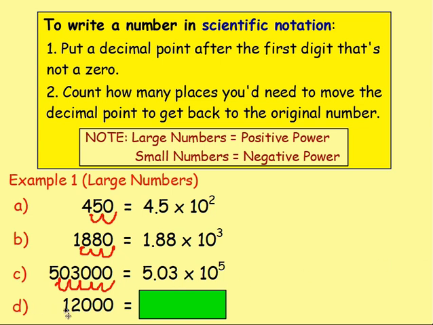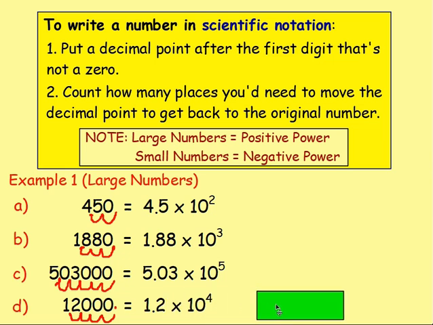With D, 12,000, how do you do that? Good, the decimal would go after the first digit. So you'd have 1.2, because your decimal goes after the first digit, and then you list the other numbers up until it's just zeros. And then you think, how many places would you move that decimal to get back to where it is? 12,000 is the same as 12,000.0, so really the decimal's there. And if we put it after the 1, you'd have to move it back 1, 2, 3, 4 places. So you'd have 1.2 times 10 to the power of 4. Hopefully that is making sense.